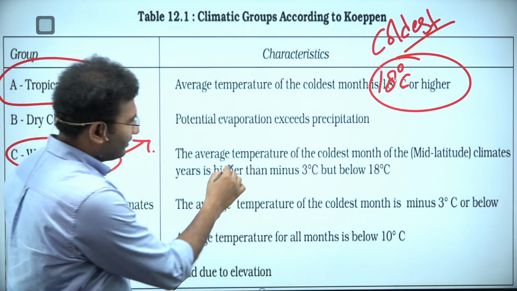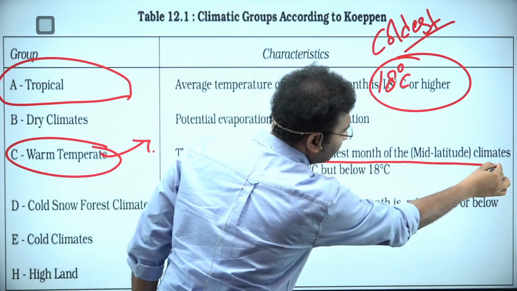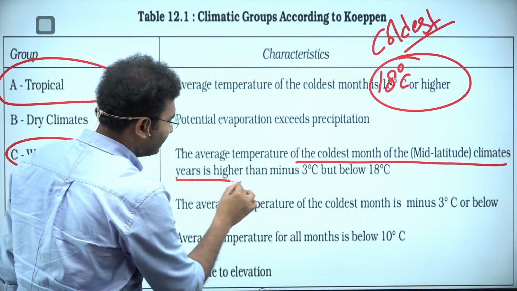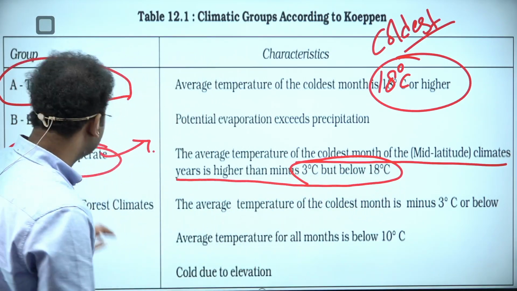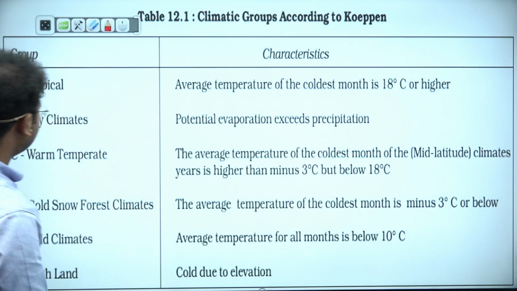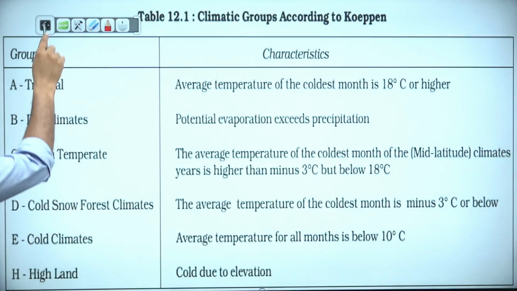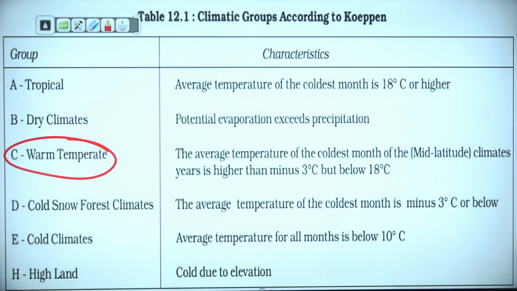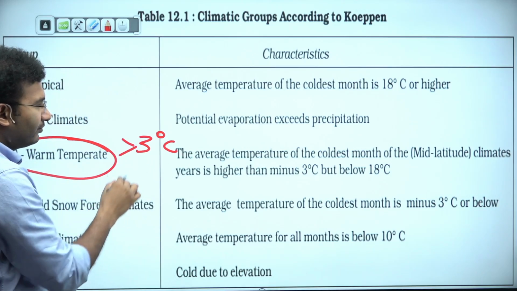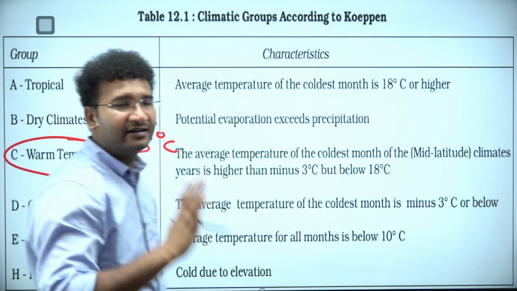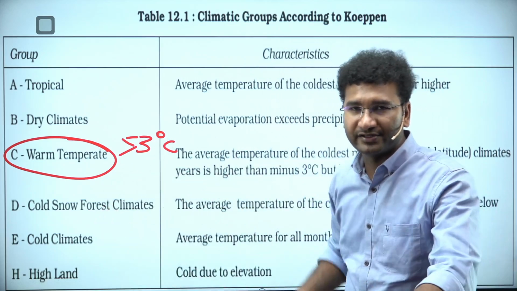Likewise, you see, he said C is also taken on temperature. He said the temperature of the coldest month of the mid-latitude climates is higher than -3 but lower than 18 degrees Celsius. He says that I'll call this a temperate region which is considered to be warm temperate. That is, temperature should be greater than -3 and lesser than 18 degrees.